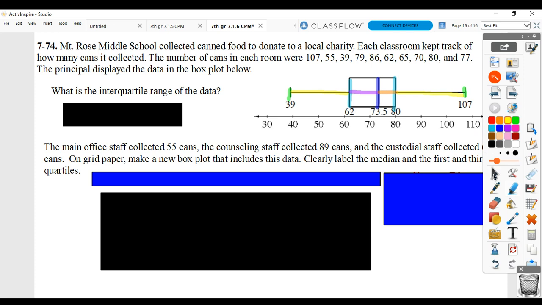So the interquartile range is always found by taking the value for Q3 and subtracting the value for Q1. In other words, the ends of the boxes get subtracted. So 80 minus 62 gives you 18.